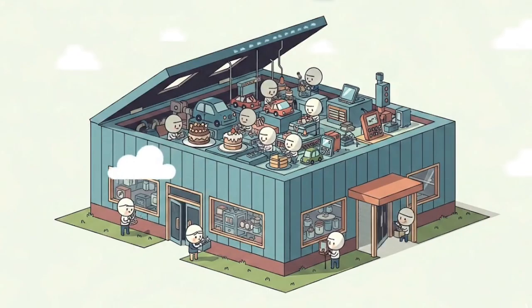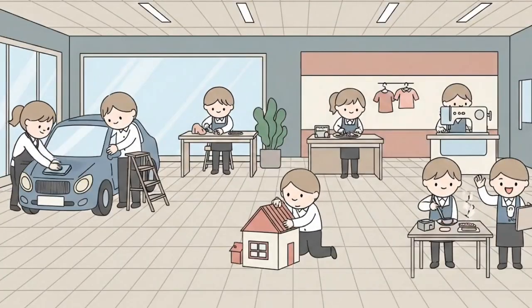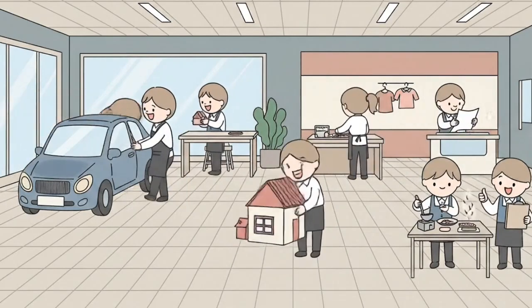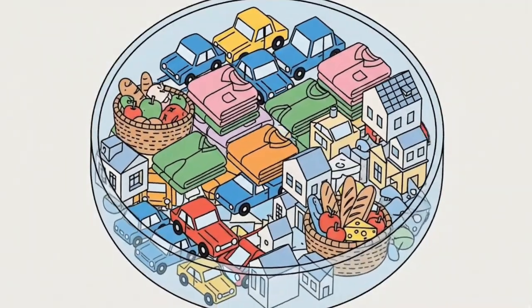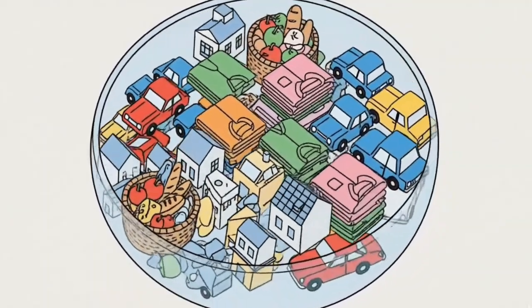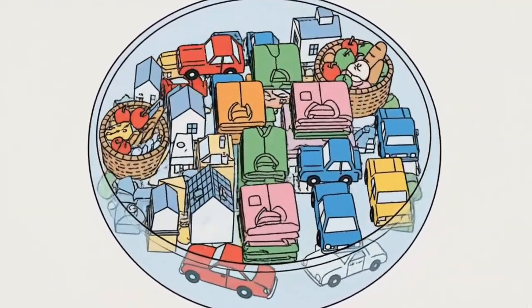Think of a country like a big shop. Inside the shop, people are making cars, clothes, food, providing services, building houses, etc. If you add the value of everything that is made and sold in that shop in one whole year, that total number is called GDP.